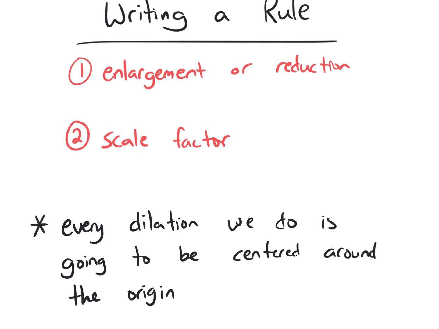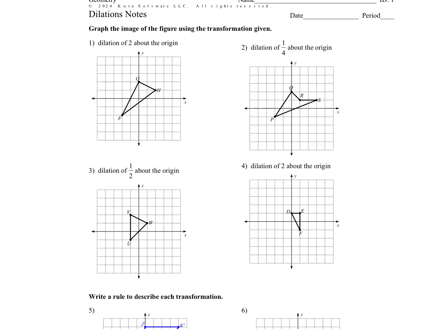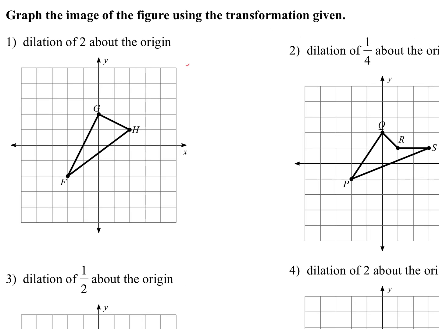First thing I want you to do in your groups, on 1 through 4, talk: is it going to be an enlargement or a reduction? On 1 through 4, go ahead and talk about it. All right, what's number 1? It's an enlargement. Yep, it's an enlargement, because the number 2, our scale factor, is greater than 1.